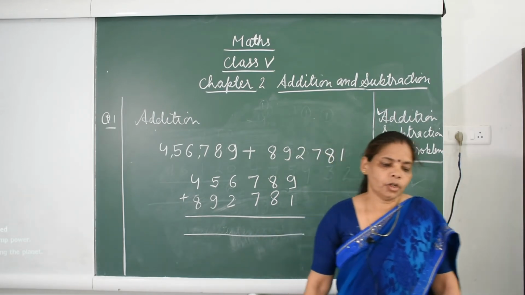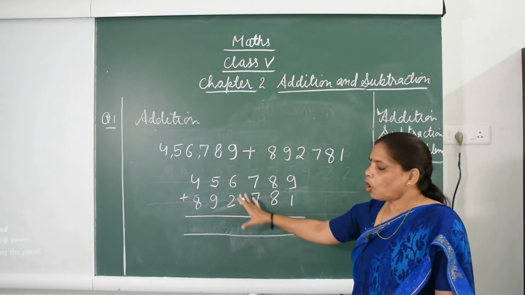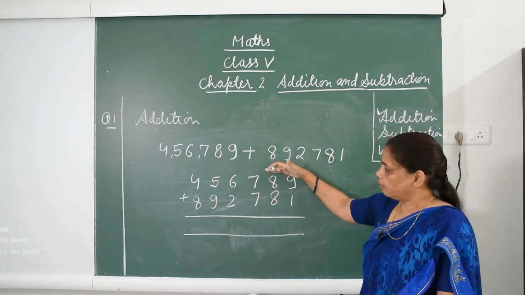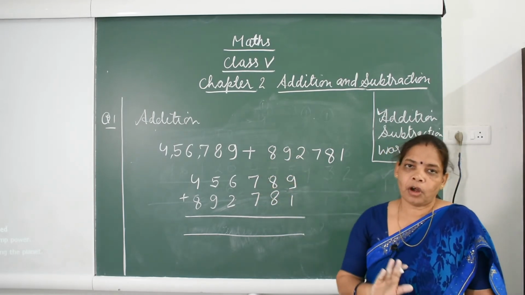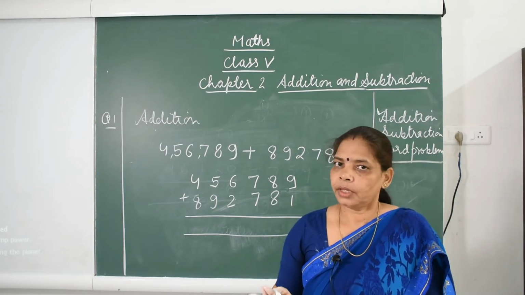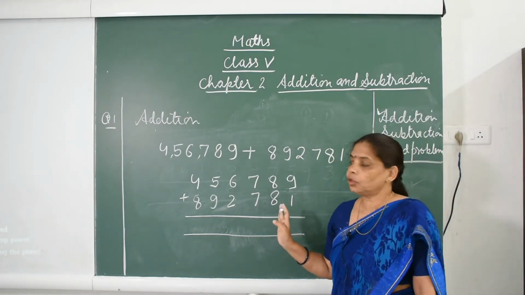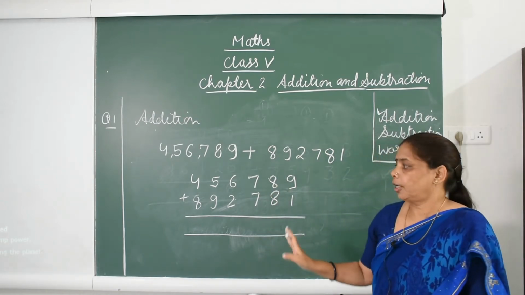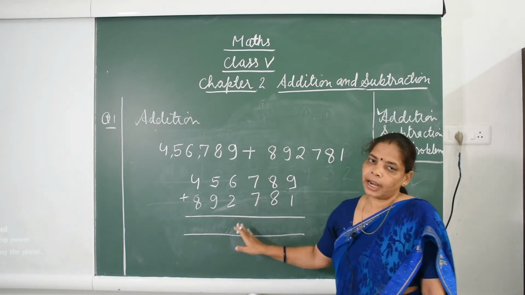So children, you have remembered that in addition, if you change the order of the numbers, whether we write this number here or write that number above, that will not affect the result of the addition. No change in the result. If you change the order of the numbers, there will be no change in the answer. That rule is only applicable for addition.